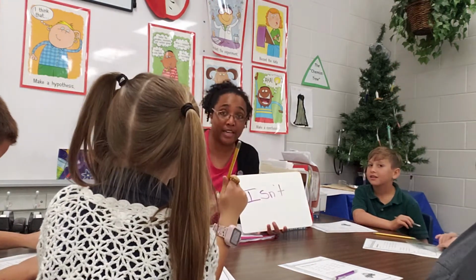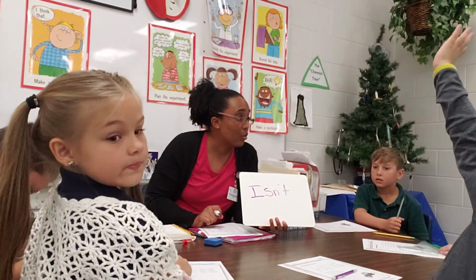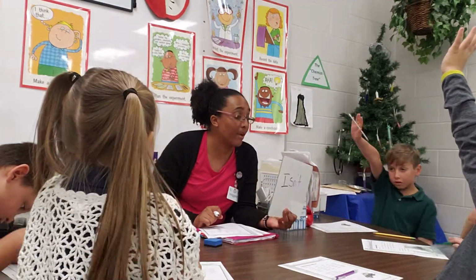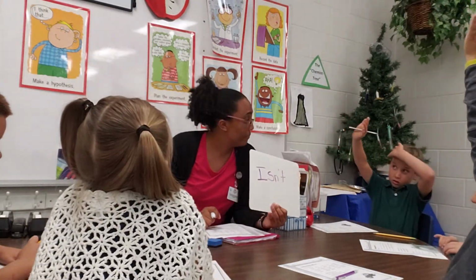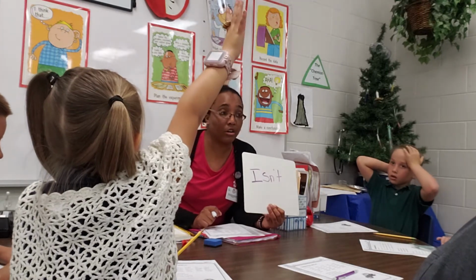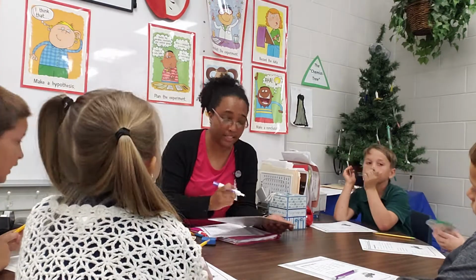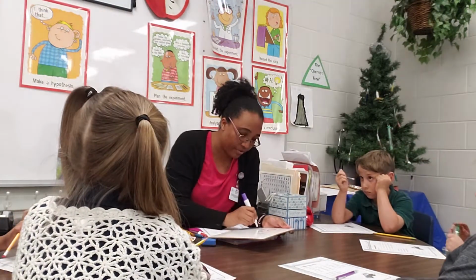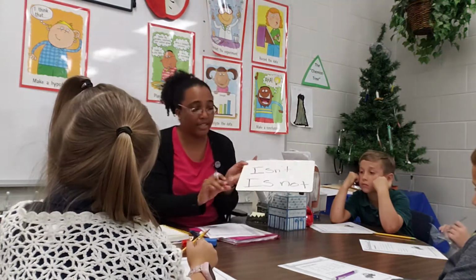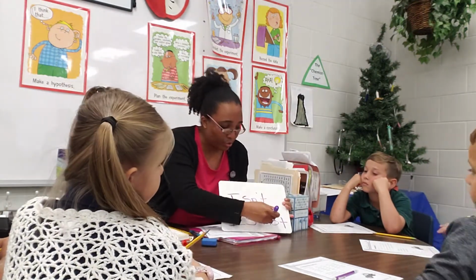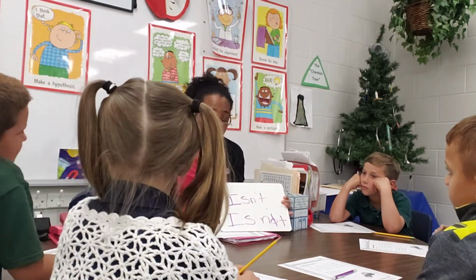Isn't. Good job. This says isn't. So how do we change isn't to two words? What two words does isn't make up? Carter. Is not. Do you guys agree? Yes. Is not. Isn't makes is not. We remove the O and add an apostrophe to make isn't.